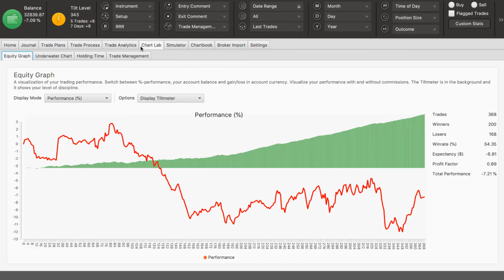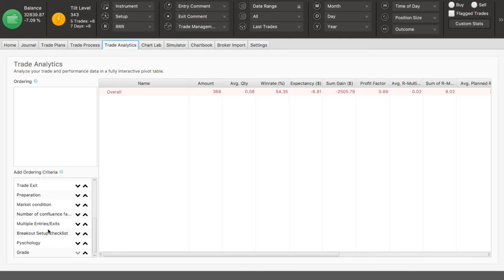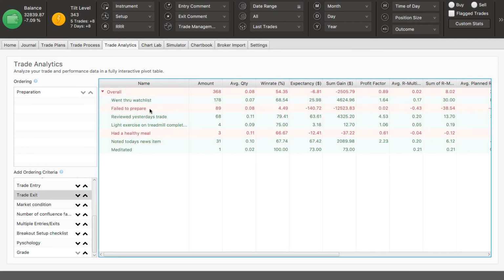And by the way, when we go to the trade analytics, let's take a look. He has something that I find interesting. He has one custom statistic which is called preparation. And you can see when he went through the watch list, he has a positive, profitable performance of $4,600. Compare that to overall, he lost $2,500 on his total trading performance. If he would have just traded those setups where he did his watch list, he would have made money.